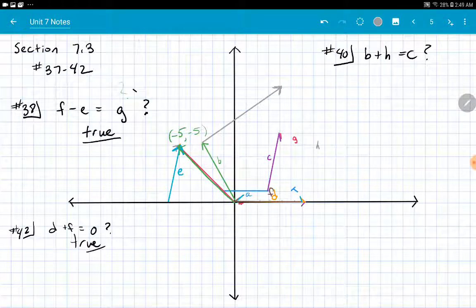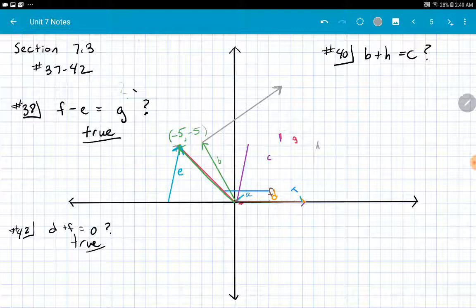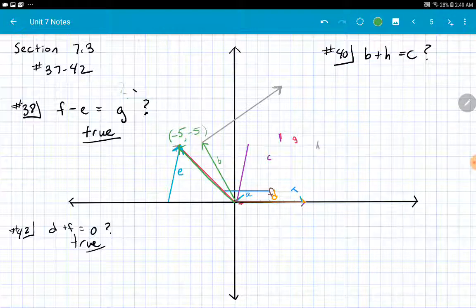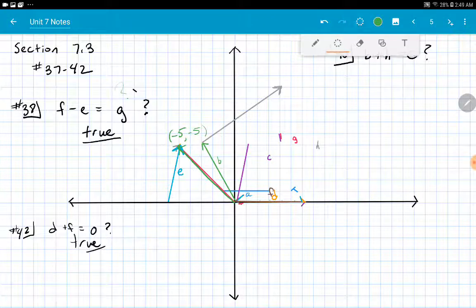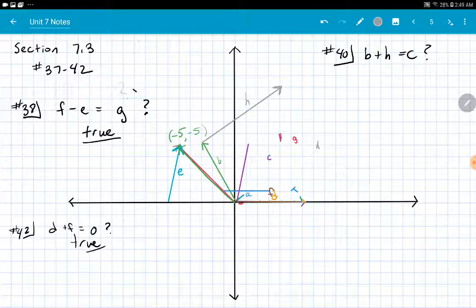Well, if I look at C, C is that purple one. If I start that one at the origin, it does not get to that same place. The resultant of B plus H, this is H over here, so B plus H was this vector right here, which is not equal to that little purple one. So this one was false.